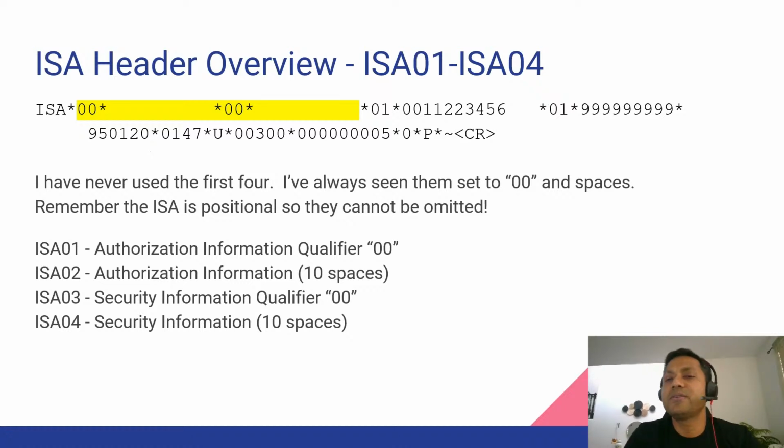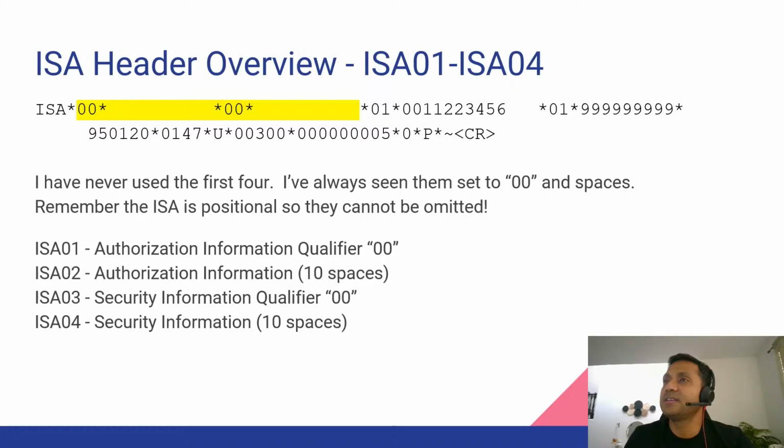Now, let's quickly focus on the first four elements found in the ISA header segment of the EDI file. These elements are designed to carry security related information. All right. When I say security related information, in most EDI environments and examples, they're almost always left blank, right? For example, here ISA 01 is 00. Typically, the industry norm is to fill these with default values instead of keeping them blank. So that's a common practice.